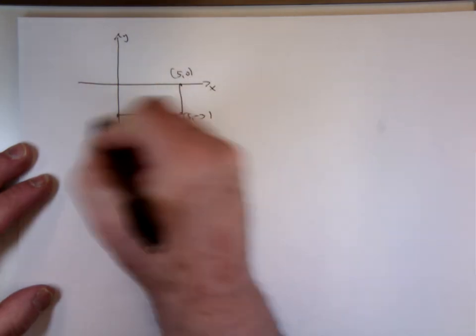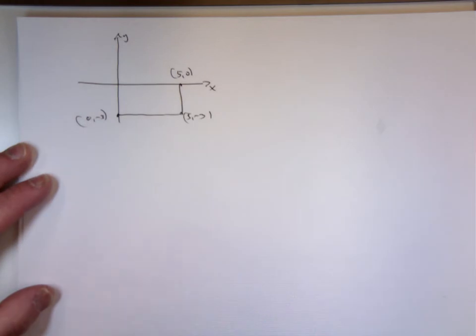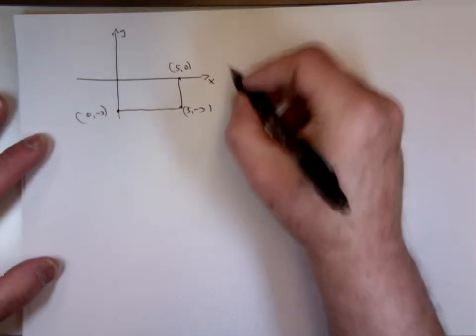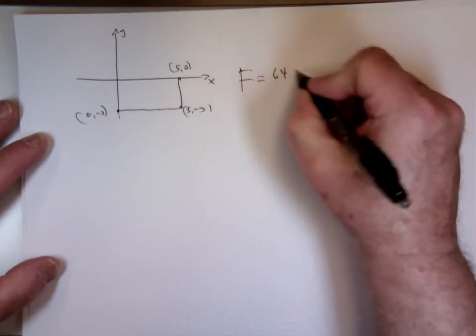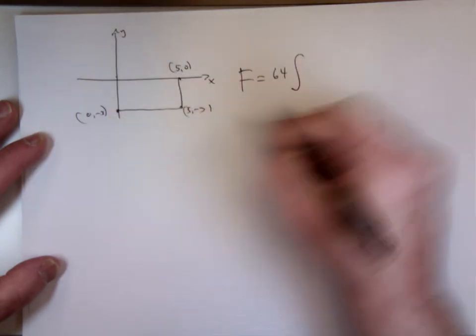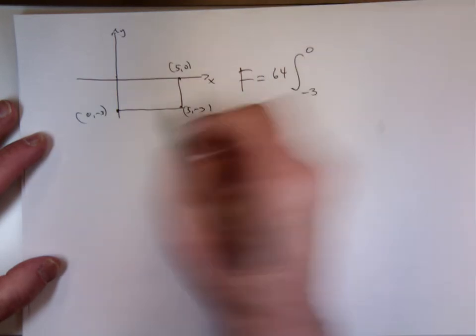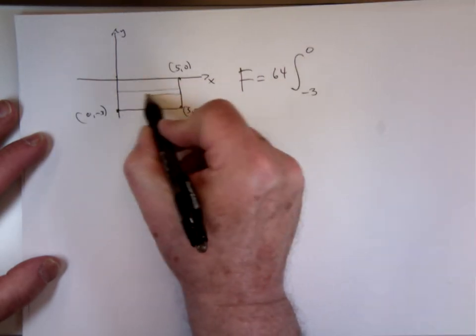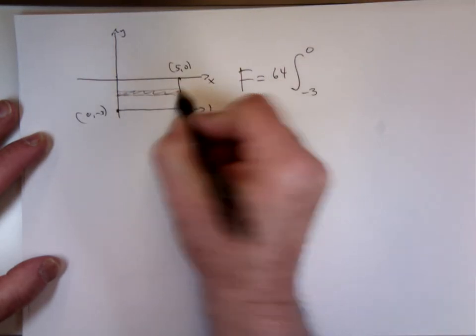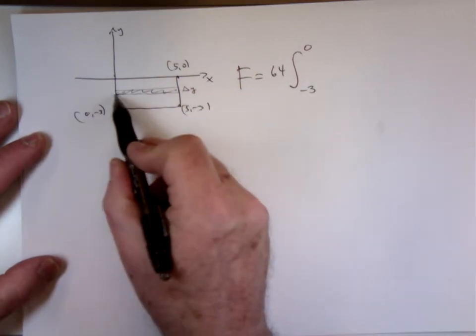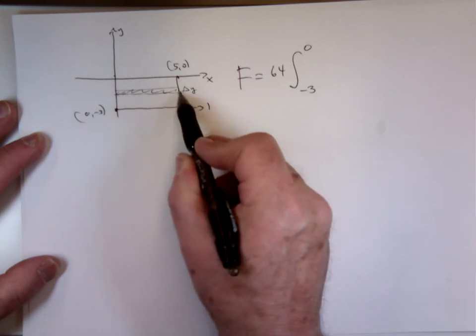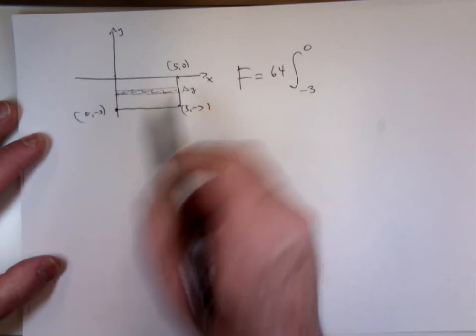Okay, with an integral, this is what you do. The force is equal to density, the integral from -3 to 0. Take the length of this rectangle. What's the length of this rectangle? It's a constant, 5. That won't always be the case, but it's a constant 5.